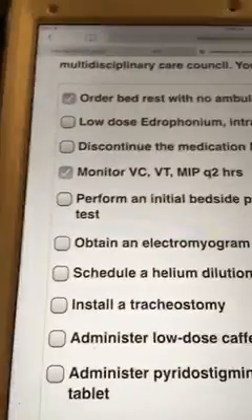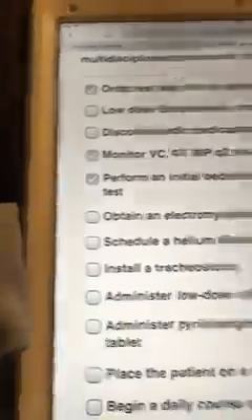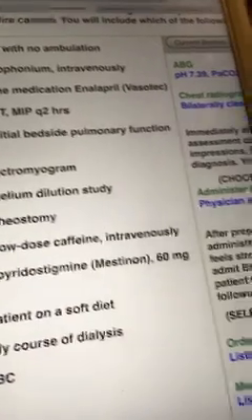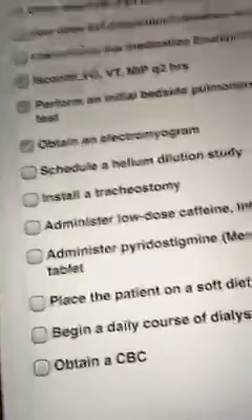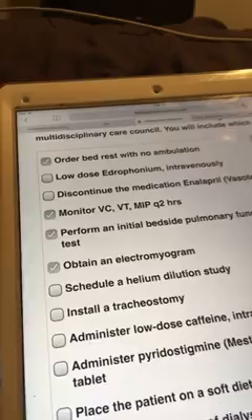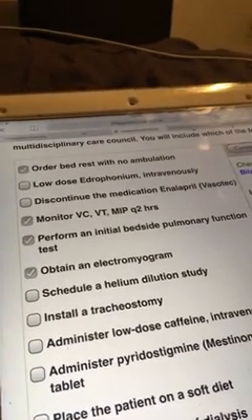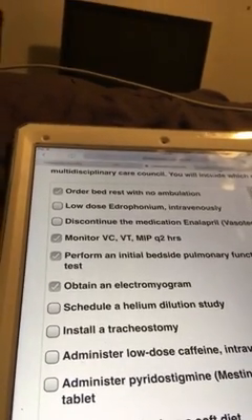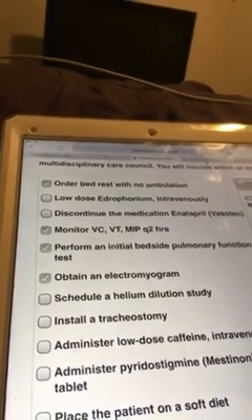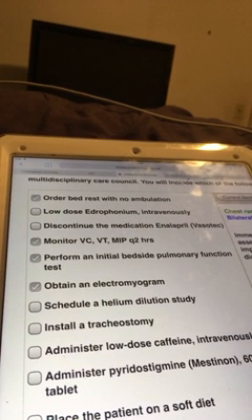Perform an initial bedside PFT. Yes, let's do that. Obtain electromyogram. I think that's for the muscles, so let's do that. So I really don't know. I'm just going to choose some stuff. Schedule a helium dilution study. No, I'm not going to do that. Install trach. I'm going to choose that, but I don't know how long she's going to be out, so I'm not. Administer low dose caffeine intravenously. I think they only do that for babies.